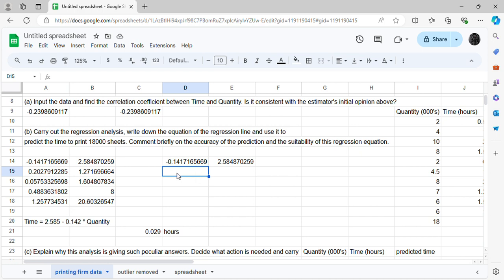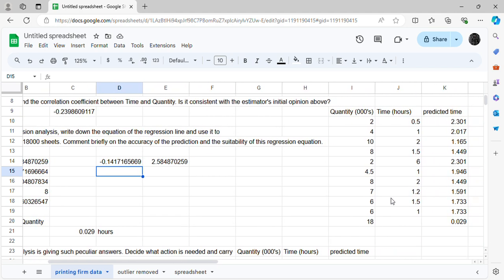It gives us the coefficient values and the intercept. So the equation is time equals 2.585 minus 0.142 times quantity. So we have rounded the coefficients to 3 decimal places. The quantity is in thousands and the time is in hours.